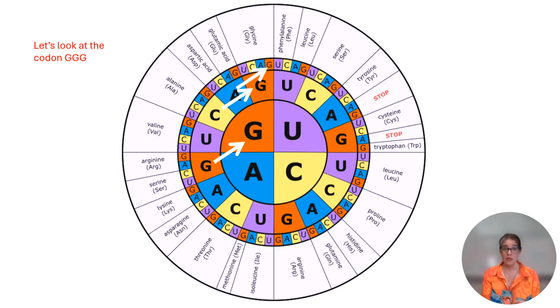So the codon GGG codes for glycine. And we figure that out by starting in the middle and working our way out. So circle codon charts, you read from the inside to the outside. And I think it's just very straightforward and natural to do. And you get glycine at the end of GGG.